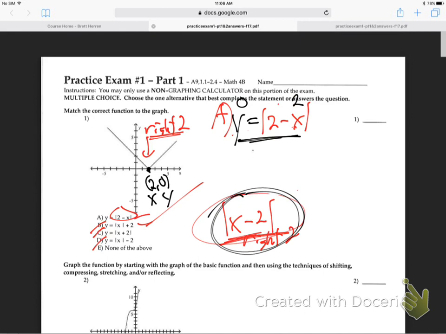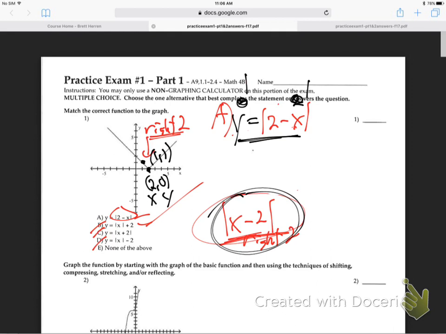How about another one? What's this dot right here? That looks like 1, 1, doesn't it? Over 1, up 1. Does that work for A? Put in 1 for X, put in 1 for Y. Is that true for A? Yeah. 2 minus 1, absolute value, is 1. Yeah, 1, 1 works for A.